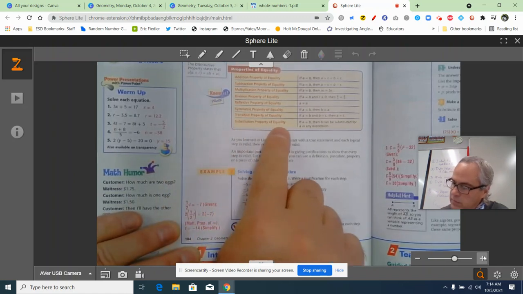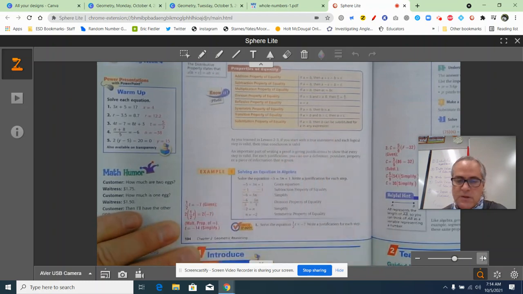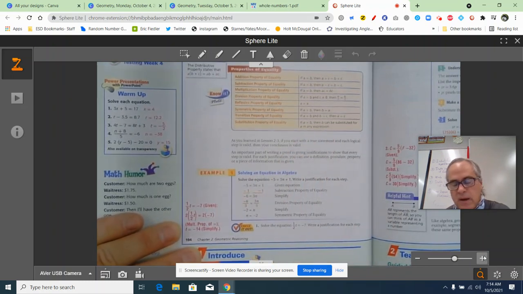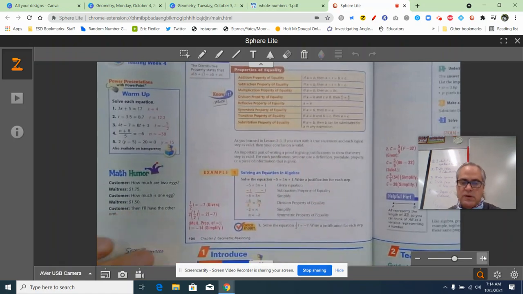The last thing is the substitution property. If A is equal to B, then B can be substituted in for A in any expression. You use the substitution property all the time when you solve for X. Okay, so those are the main algebraic properties that we're going to need to know. Again, take a picture of page 104 in your textbook. Thanks.